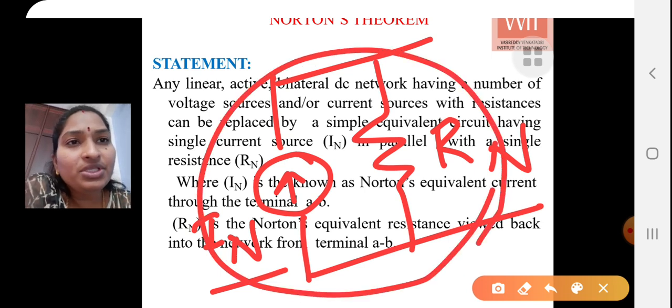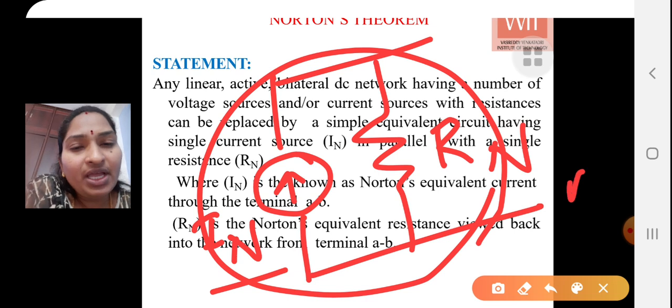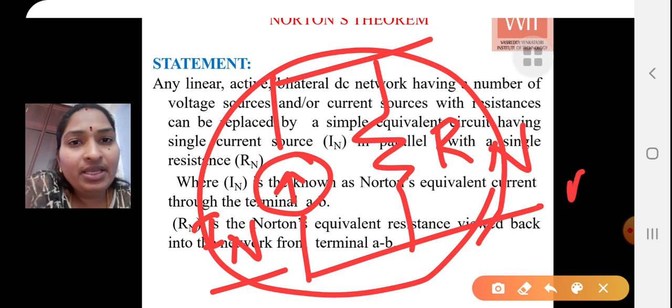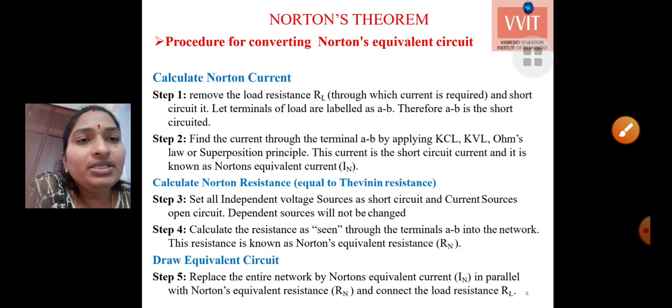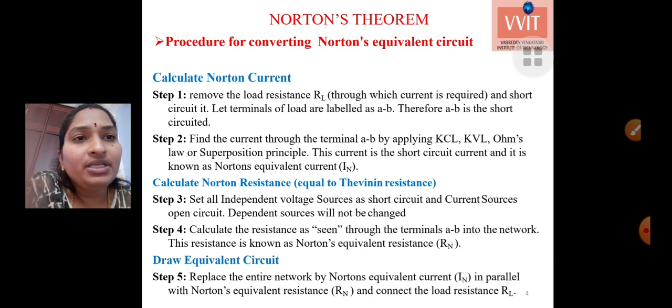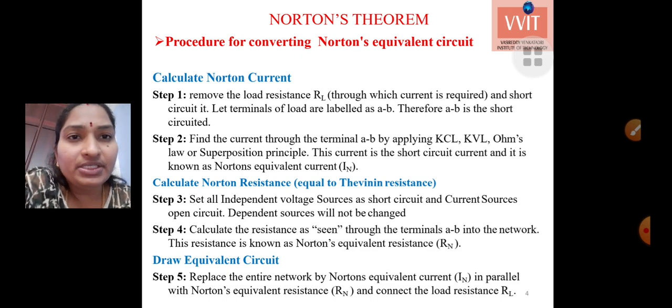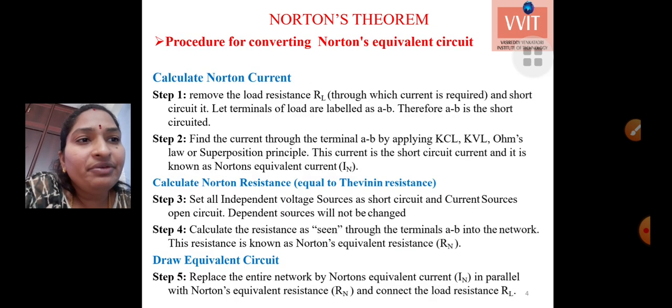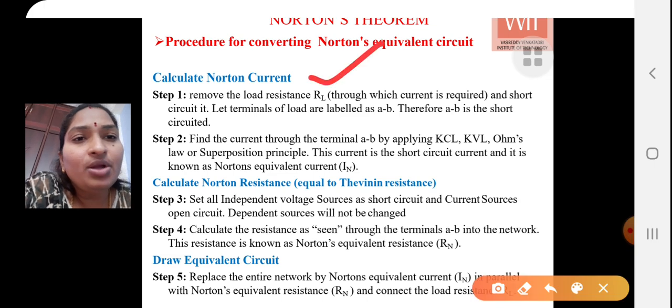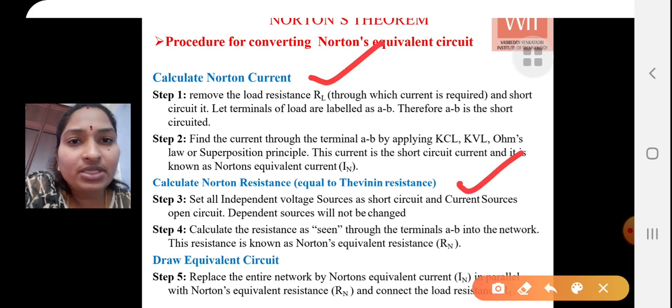Simply using this Norton's theorem, we can reduce any given complex network into a simple Norton's equivalent circuit with a simple Norton's current source and Norton's resistance. Now let us see the procedure for finding the Norton's equivalent circuit for any given DC network. This procedure involves two main steps. One is finding the Norton's current and the other is finding the Norton's resistance.